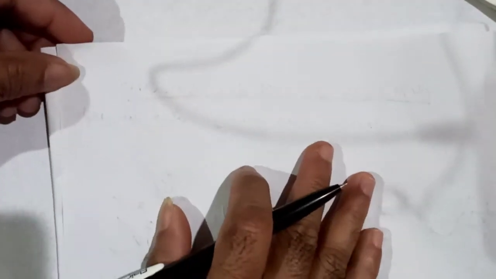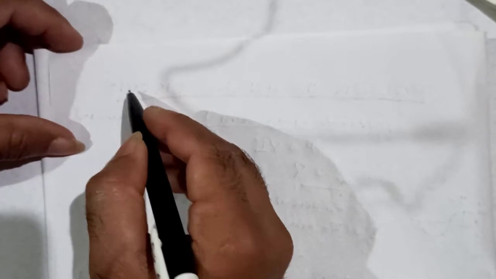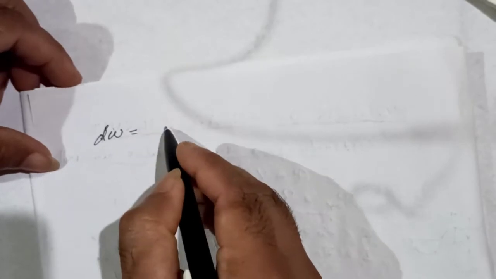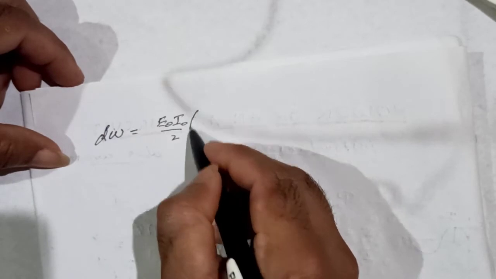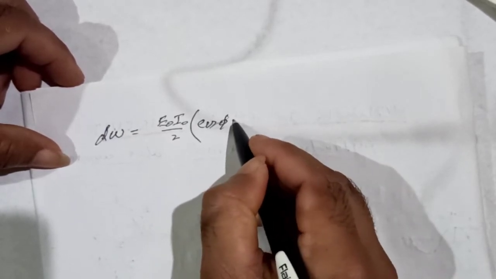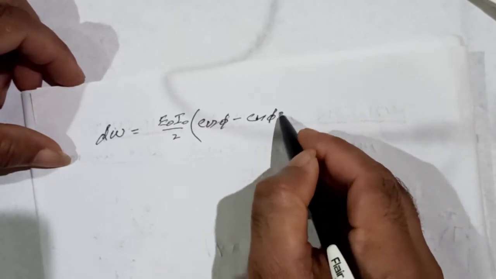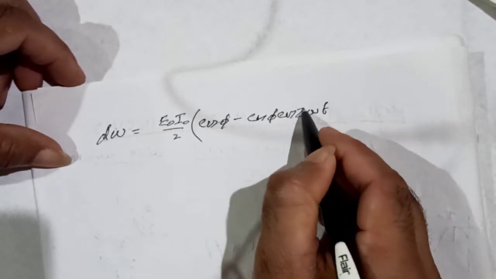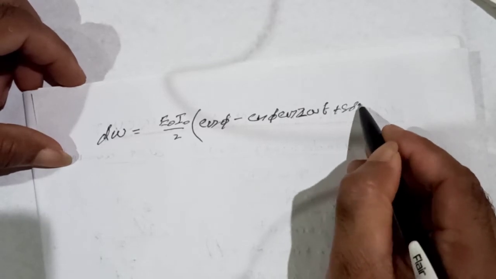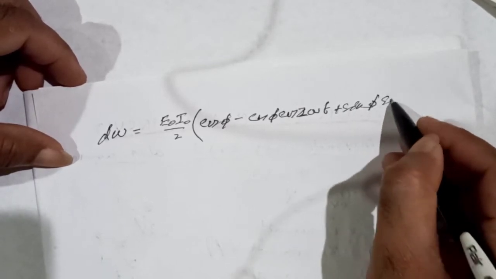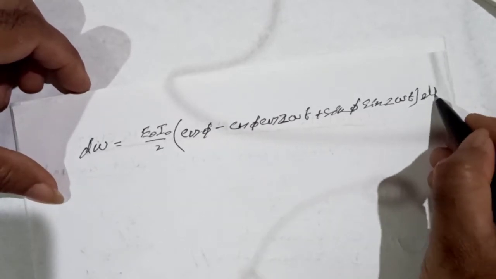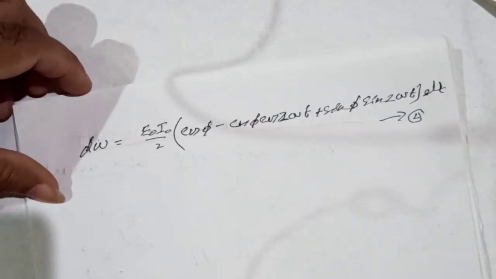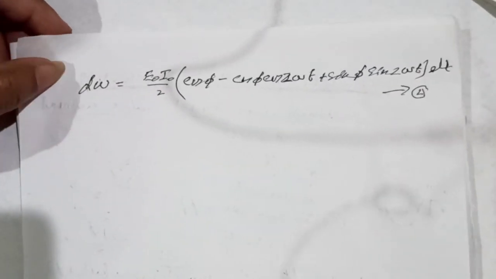So we are going to integrate. Let me write again dw equal to what we have in the last, e naught I naught by 2 in bracket cos phi minus cos phi cos 2 omega t plus sine phi sine 2 omega t into dt. This is the equation number 2.